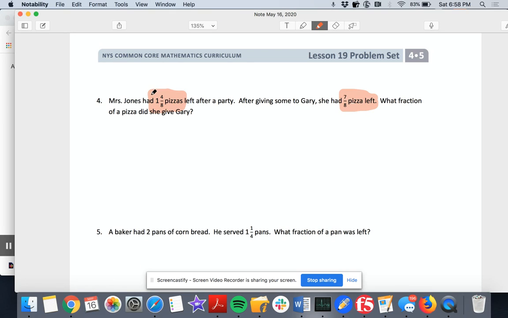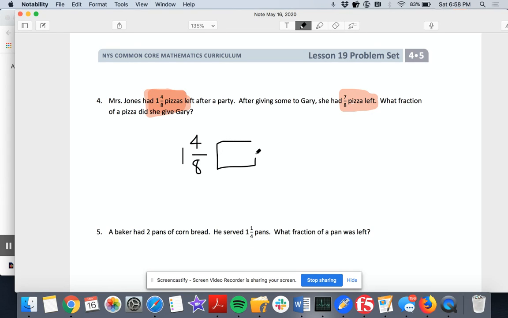So she started, it says that she had 1 4/8 pizzas left after a party. And then after giving some, she had 7/8 of a pizza left. So it appears she initially had 1 4/8, and then she gave some away. So if she is giving some away, she's giving some away.